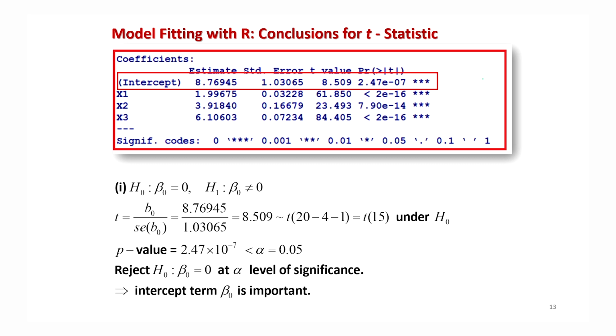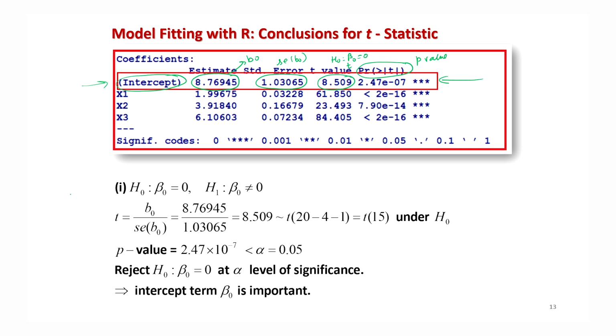Firstly, let me take the first row. This is about the intercept term, you can see here. Right. What is this value? This is the value of b0. And what is here? This is the standard error of b0. What is the next value? This is the t value corresponding to H naught beta 0 is equal to 0. And then in the fourth column, this is the p value corresponding to this test H naught beta 0 is equal to 0.